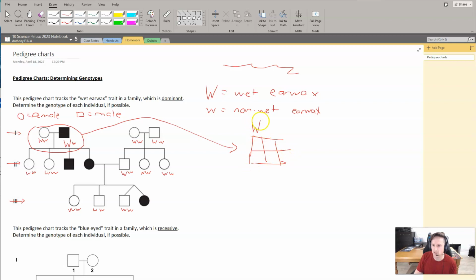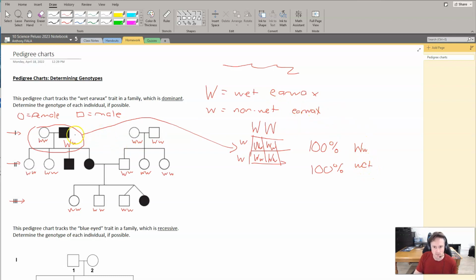So if we had big W, big W, little w, little w, the only, what have I done there? The only combinations you could have would be big W little w, big W little w, big W little w, big W little w. So that would be 100% big W, little w genotype, which is 100% with the wet earwax.